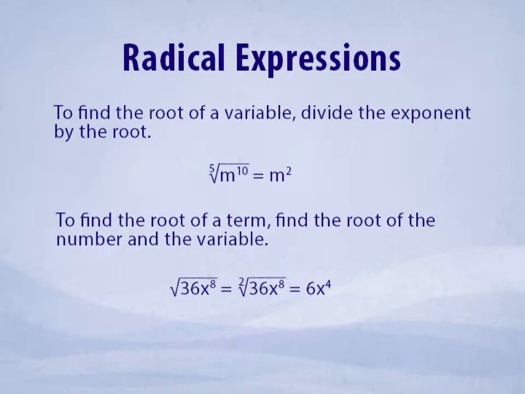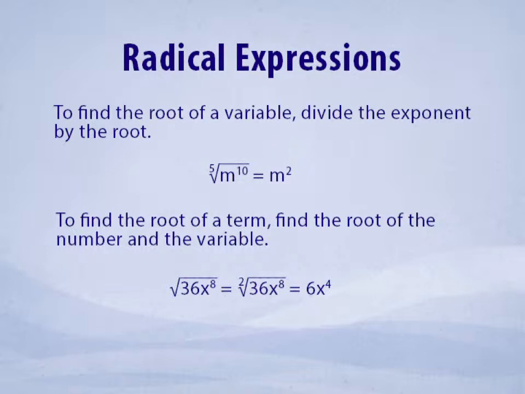To find the root of a variable, divide the exponent by the root. For instance, if we have the fifth root of m to the 10th power, we will take 10 and divide by 5 to get an answer of m to the second power. The answer is not under the radical.